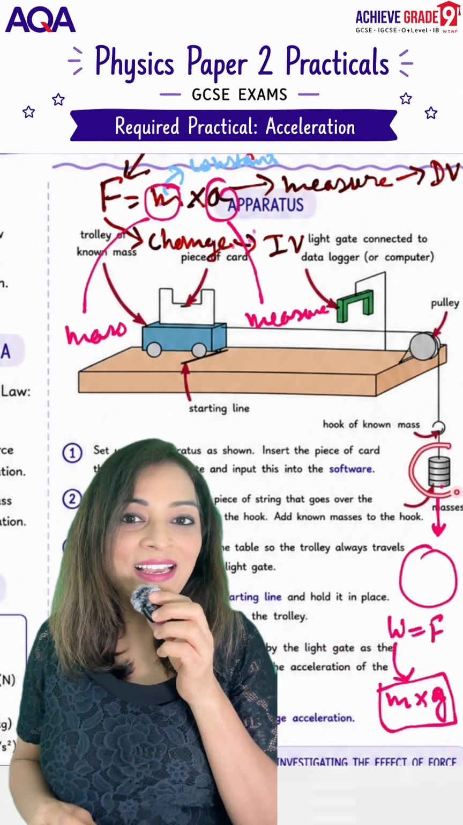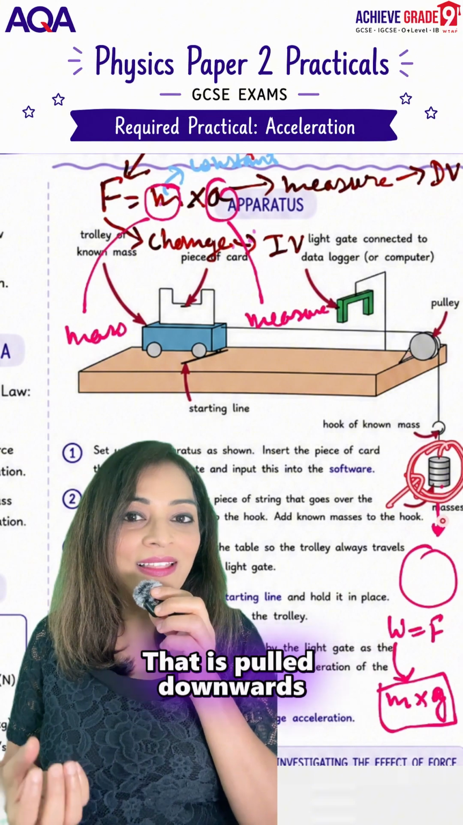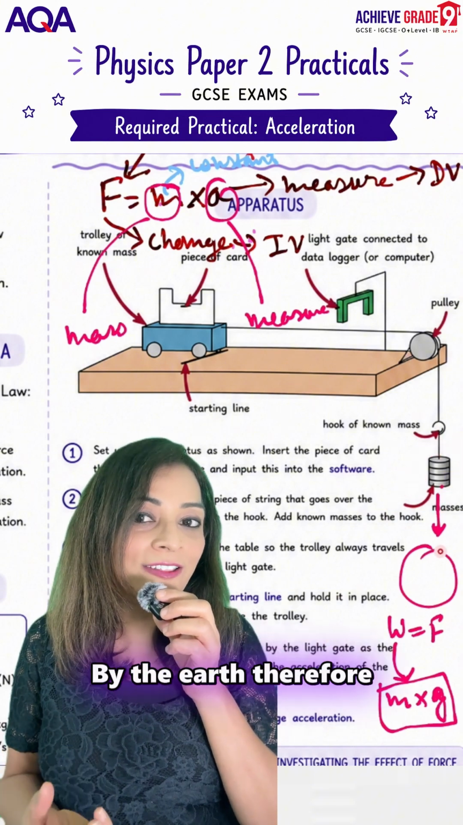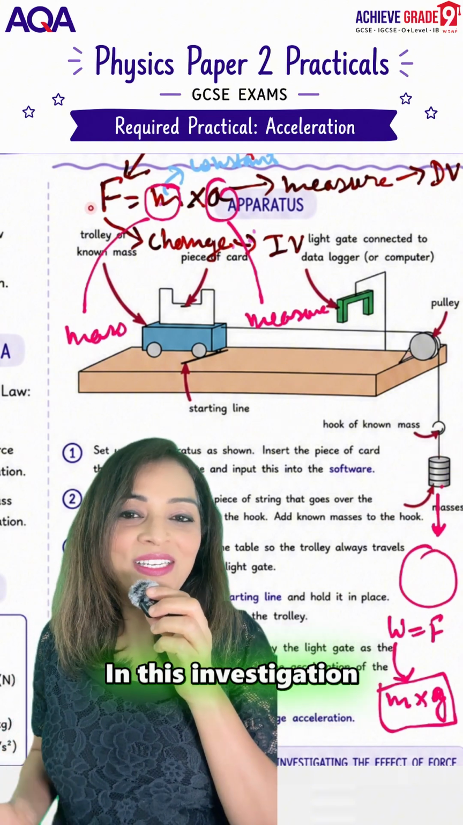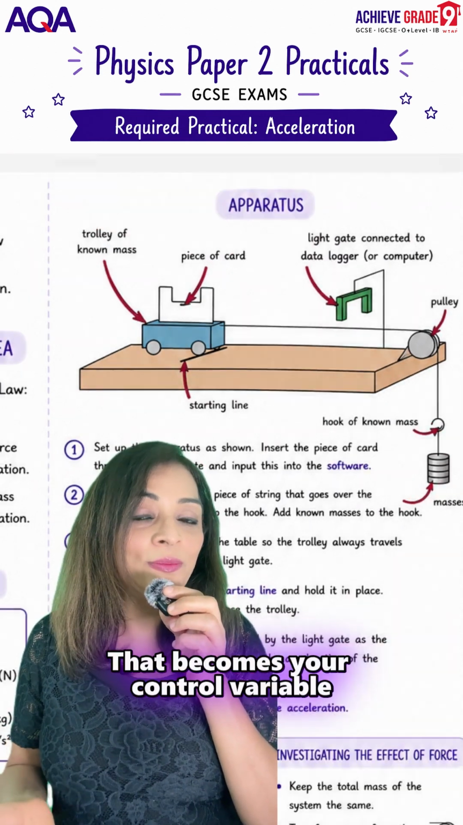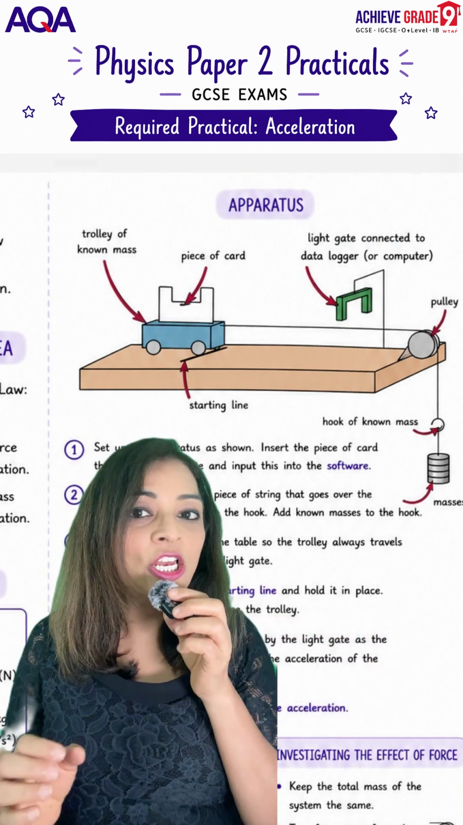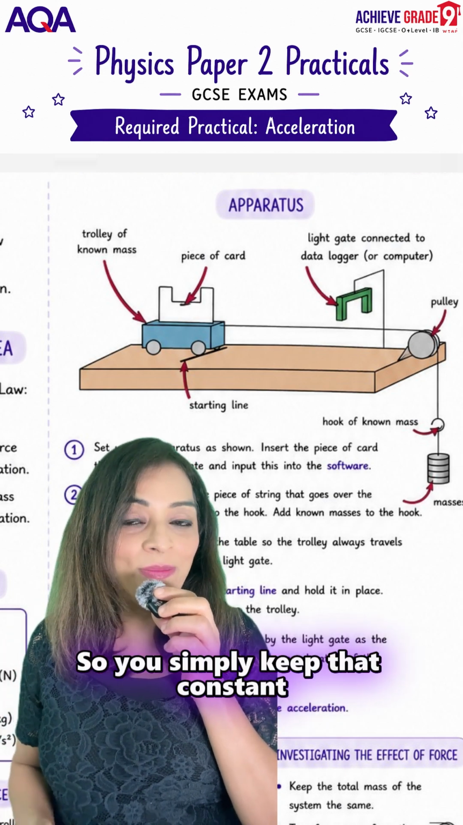However, to keep the force the same, make sure that you do not add or remove anything from the hanging mass. This is because the hanging masses provide the weight that is pulled downwards by the Earth. Therefore, in this investigation, the hanging masses remain the same. That becomes your control variable, which is the hanging masses, which is contributing to the weight. So you simply keep that constant.